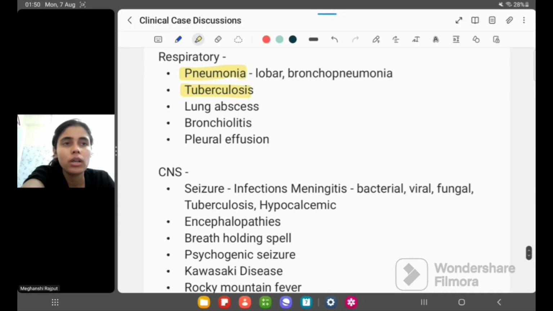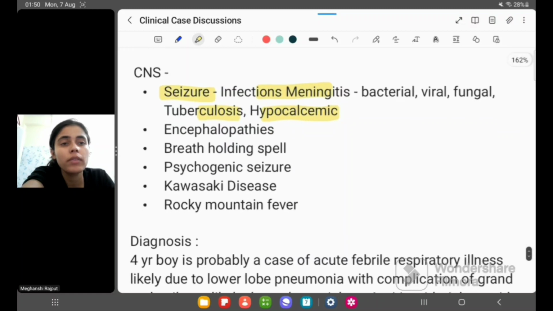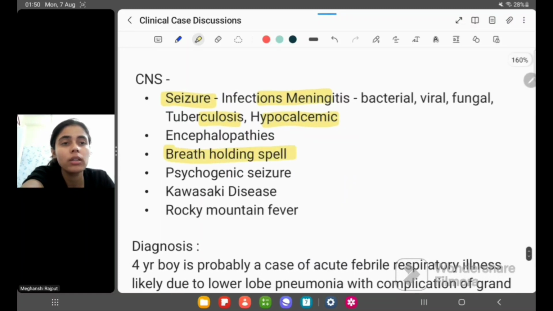Then for a CNS examination, it could be a seizure. Now this seizure could be of any infectious etiology like meningitis, tuberculosis, or some electrolyte imbalances like hypocalcemia also, as the child is presenting with vitamin D deficiency and rickets. Then some encephalopathies could be there. One thing which I talked about, some behavioral disorders in children like breath holding spells. If the demands of a child are not fulfilled, the child usually tends to hold his breath and become cyanotic, become bluish. This is the tantrum which the child does, and there is a psychogenic seizure which I talked about, commonly seen in teenage groups.